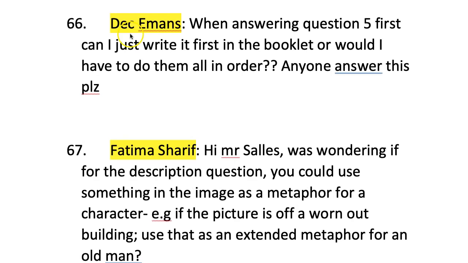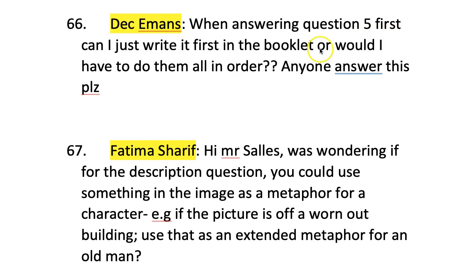Decky Mans asks, when answering question 5, first, can I just write it first in the booklet, or would I have to do them all in order? So this is a powerful question. I recommend to all my students that they consider writing question 5 before doing the rest of the paper. That's when they'll have most energy, and question 5 is 50% of the marks. And I know that nationally, an enormous number of students do worse on question 5 because they don't give it enough time, or they don't finish it, or the questions on the reading paper have made them feel so rubbish at English that they don't put any effort into question 5 at all. They already feel really low and depressed.